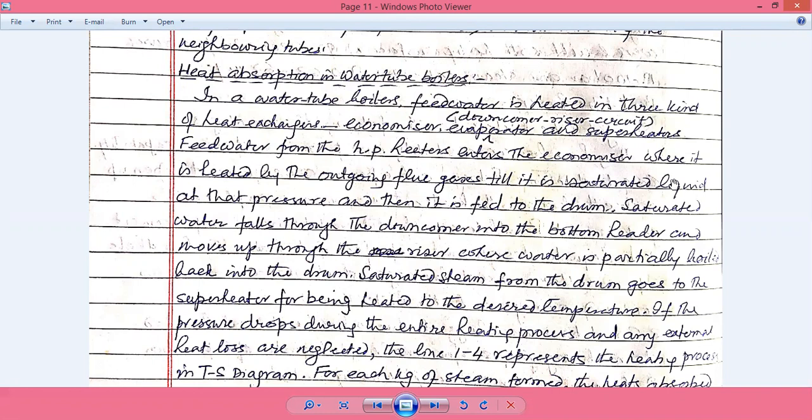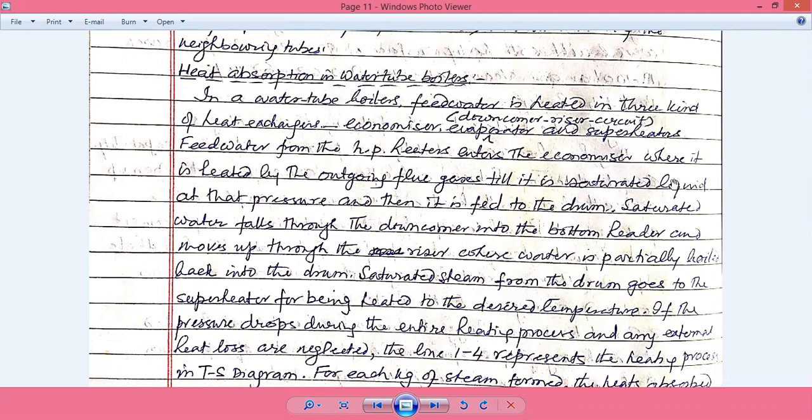So the steps are like this. First, the economizer: the heat from the flue gases is heating the feed water, which it receives from the high pressure heaters. The feed water is not boiling in the economizer because the flue gases are meant for heating the water inside the tubes of the boiler. Next it goes to the heater, where it is heated by flue gases until saturated at the pressure, then it is fed into the boiler drum itself.